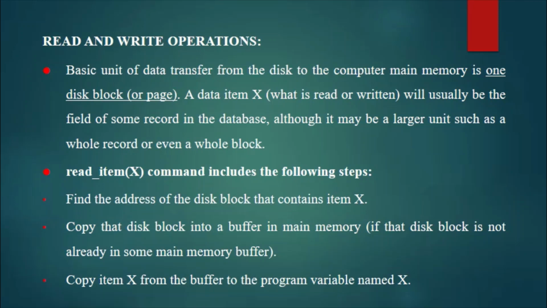Step 1, how this operation is going to perform. When we specify the command read item of X, first it will identify the address of the disk block where this item X is contained, and then we copy the whole disk block into the buffer in main memory, and then we copy that item X from the buffer to the program variable named X. These are the steps which will be executed when we specify the command read item of X.